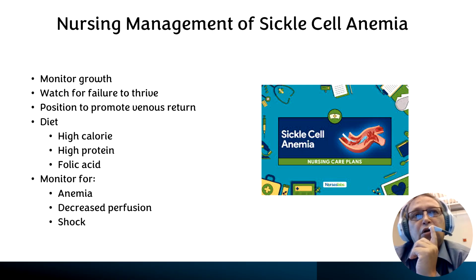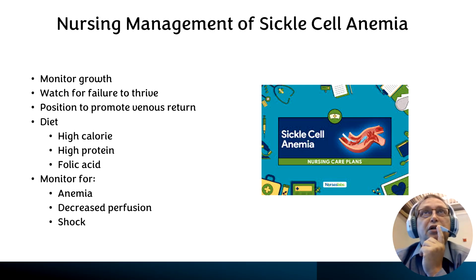We're looking with kids at positioning and promoting venous return, because if the cells have a chance to pool, coagulate, and lock up, we're going to have a major blockage. Blockages cause problems, including pain. Diet, high calorie, because again, nutrients are going to be blocked because of poor perfusion. Protein, because of work of breathing, because remember, we don't have good oxygen perfusion. And folic acid.